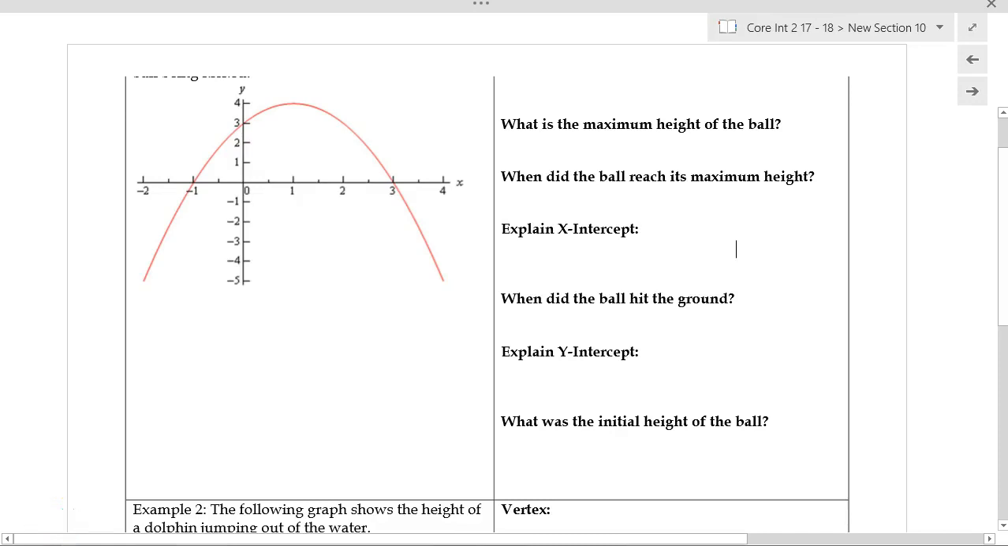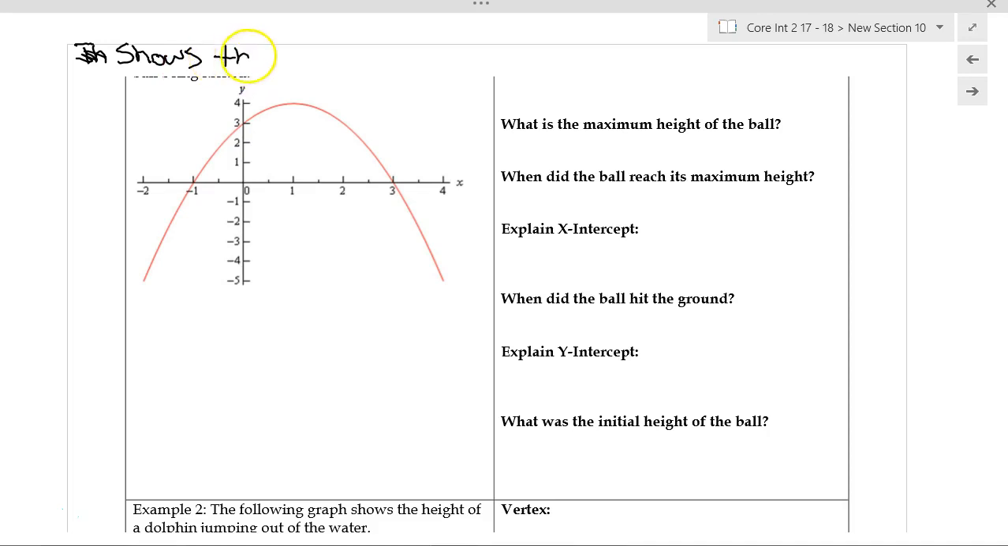Looking at 4A2. I do not know what happened to the top of this page, but it did get cut off. So I'm going to write in here that this graph shows the height of a ball being hit.